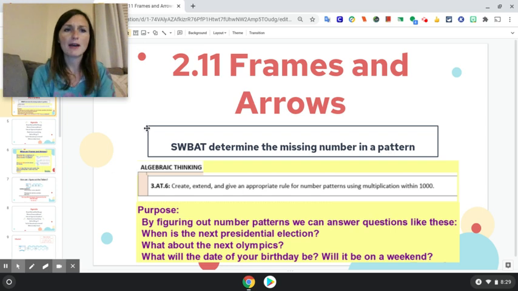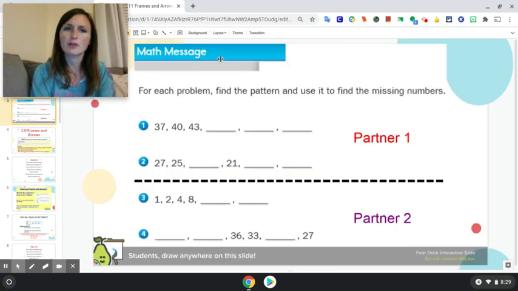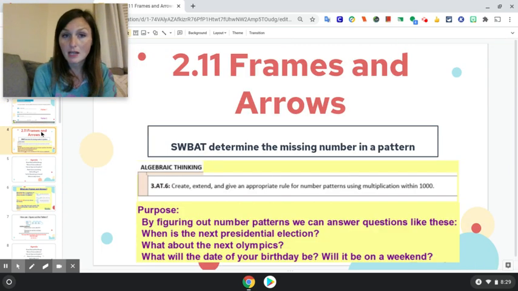So in your math message and in your mental math, right, you were looking at sequence problems, right? Okay, we're going to be looking back at this during your UDO today, because this was difficult for you. Then maybe learning the frames and arrows today will help you understand the sequence a little bit better.